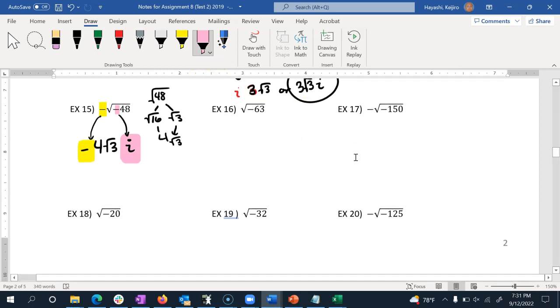Again, all these are very similar to one another.